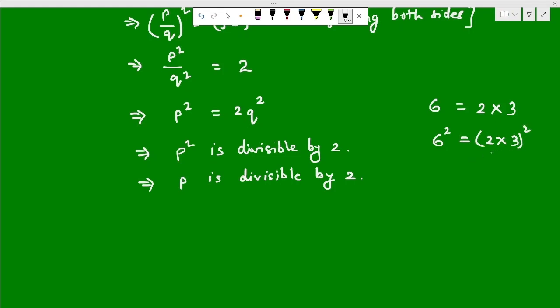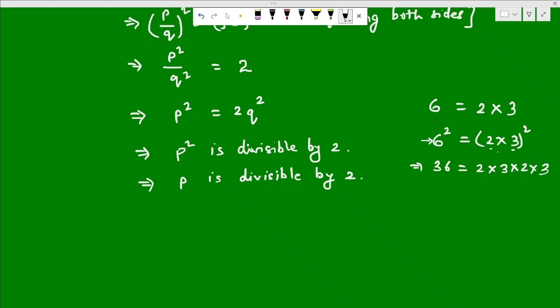This is the square of 2 into 3. What does that mean? 36 equals 2 into 3 into 2 into 3. This also relates to the fundamental theorem of arithmetic: whatever the power of a natural number which is a composite number, like 6 here, 6 has prime factorization 2 into 3, so 6 can be divided by 2 and 3.